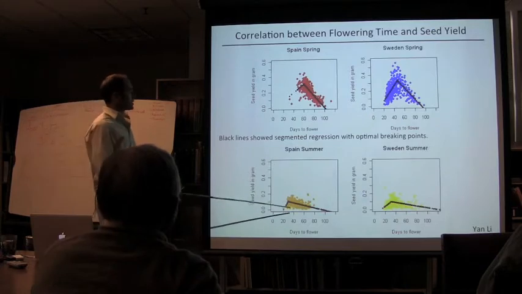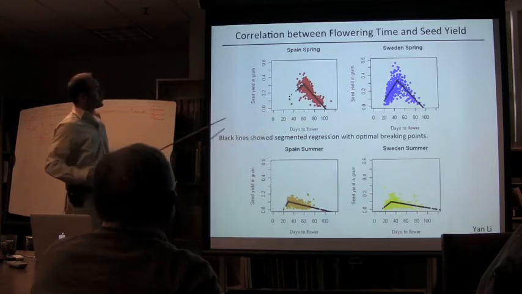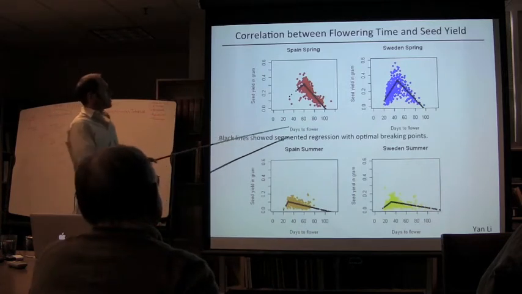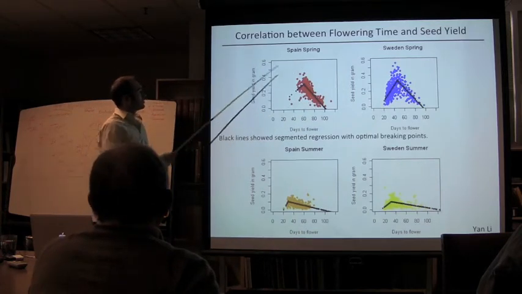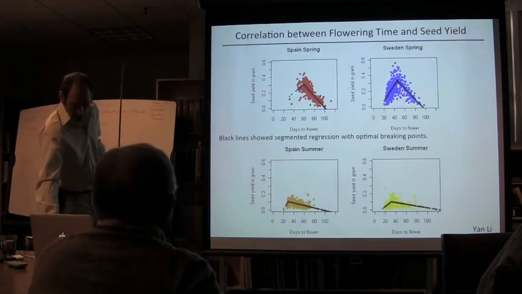And it's earlier in the summer plantings. But if you flower too late, sometimes there's a little spindly stem that comes out of the side, and it gets cooked in the warm Spain conditions. So seed yield and flowering time are important.